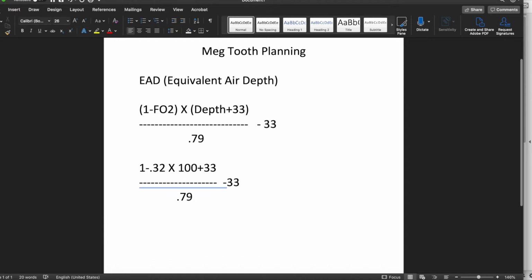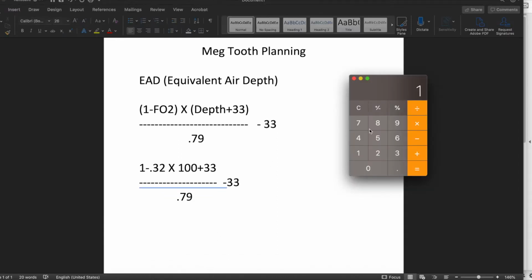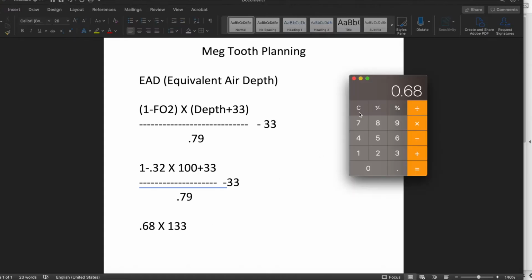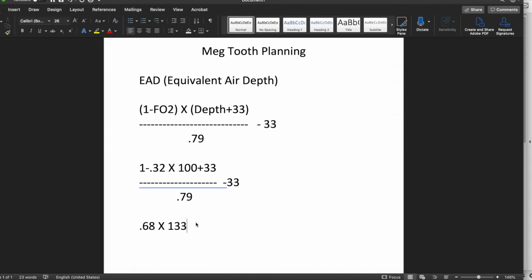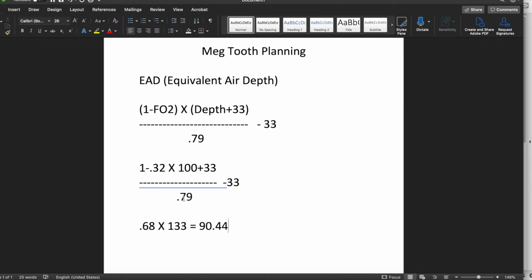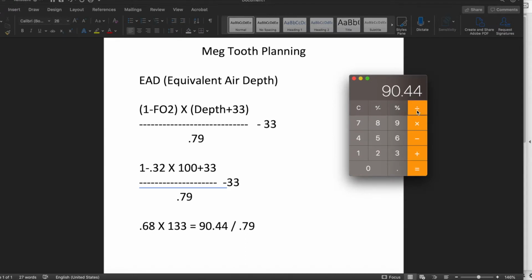So doing this math, we're going to do 1 minus 0.32 is 0.68. 0.68 times 100 plus 33. Everybody should be able to do that math pretty easily in their head. We'll do 0.68 times 133 is 90.44. And then we're going to divide that by 0.79, which gives us 114.48.